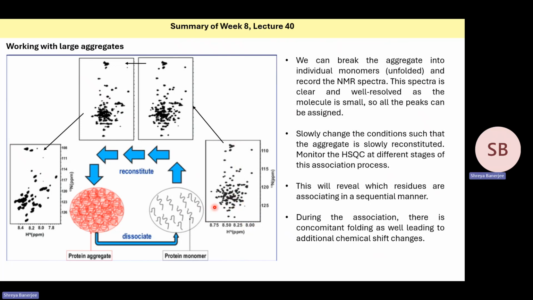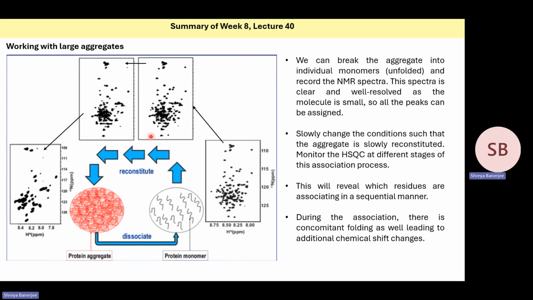Now, after it is unfolded, again you can slowly change the conditions so that the aggregate is formed again. This is called the reconstitution. So suppose this is monomer. So this is like 8 molar urea when it is completely dissociated. Then slowly you reduce the urea concentration, 6 molar, 3 molar, and ultimately at 0 molar urea, the protein aggregation is formed again.